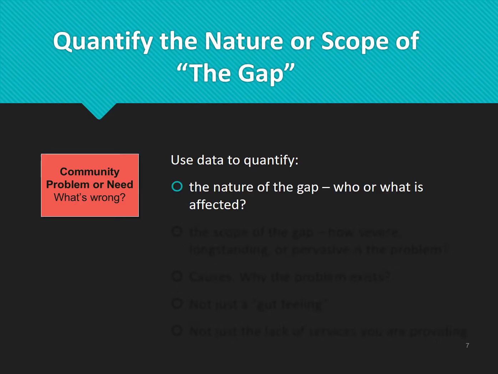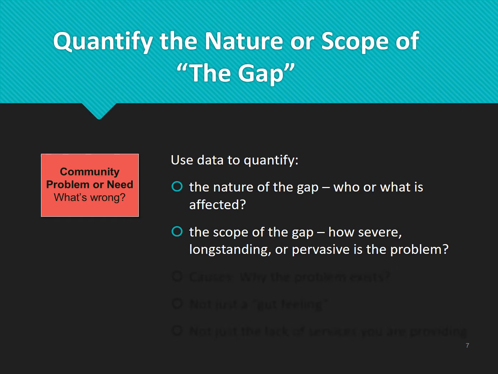When looking at the nature of the gap, does the problem affect individuals, families, a particular community? Consider who or what percentage of the population is affected. It's also important to look at the context, such as defined location, rural versus urban, or over what period of time. When looking at the scope, consider how severe, long-standing, or pervasive is the problem.